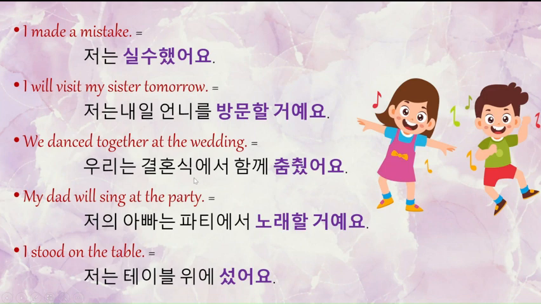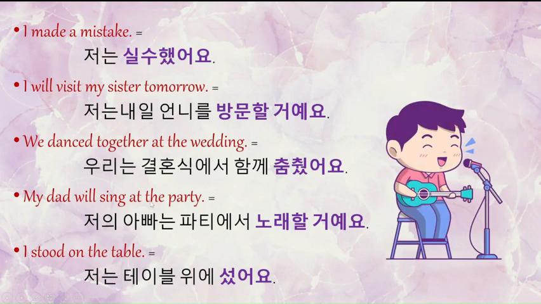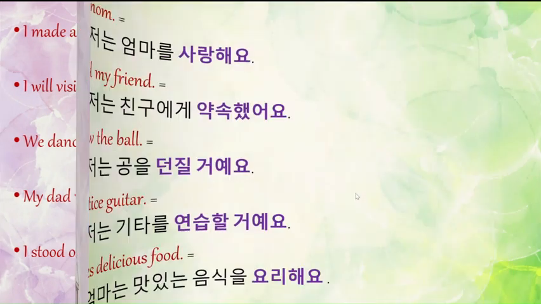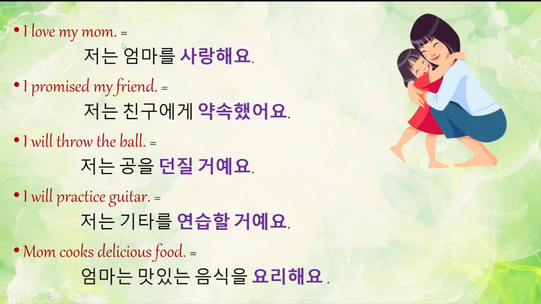Okay? Next is, my dad will sing at the party. 저희 아빠는 파티에서 노래할 거예요. The verb to sing is being conjugated in the future tense. I stood on the table. 저는 테이블 위에 섰어요. The verb to stand in past tense. Okay? Alright, now the last 5 examples. I love my mom. 저는 엄마를 사랑해요. Here, the verb 사랑하다 in the present tense.